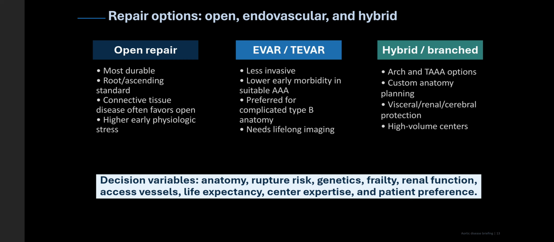EVAR, TEVAR is less invasive. There's lower early morbidity. It is preferred for complicated type B anatomy. It needs lifelong imaging. Hybrid approach for arch and custom anatomy planning, visceral renal cerebral protection, best done at high volume center. Decision variables include anatomy, rupture risk, genetics, frailty, renal function, access vessels, life expectancy, center expertise, and patient preference.